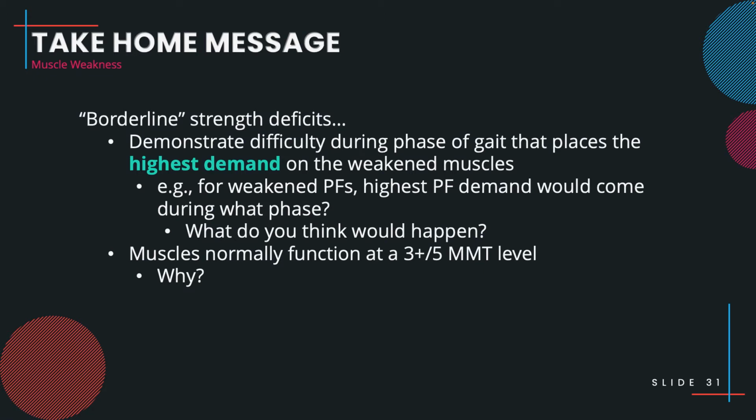And so that can actually make manual muscle testing a fairly decent screen when it comes to looking at weakness contributing to gait deviations. And so if weakness is contributing to gait deviations, we usually see that manifest during the phase of gait that places the highest demand on the weakened muscles. An example of this would be for the plantar flexors. And so review what stage of gait the plantar flexors have the highest demand.